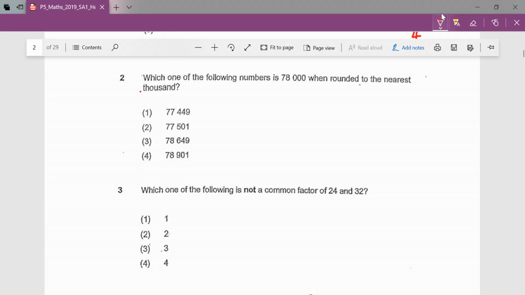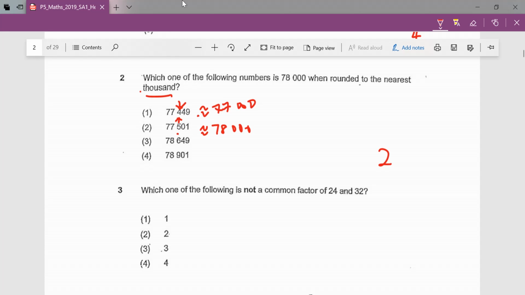One of the following numbers is 78,000 when rounded to the nearest thousand. Alright, so when I want to round to the thousand, I look at my 100. My 100 here for option 1 is a 4, which means I'll round down, so it will be 77,000. Next option, 77,501. My 100th place is my 5, so it will round up. So it's going to be 78,000.